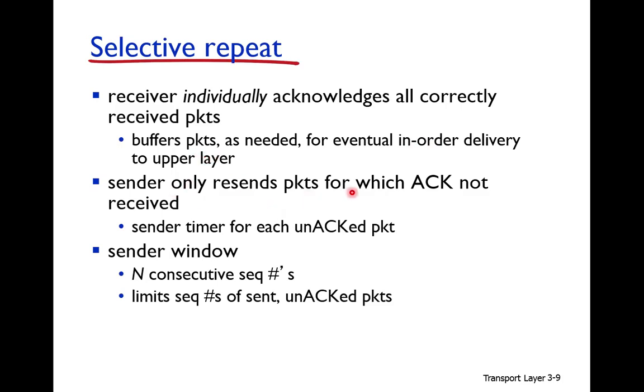The sender only resends the packet for which the acknowledgement is not received, that is, the packet whose timer has expired. So the sender keeps a timer for each unacknowledged packet. There is also a sender window size: the sender can send up to N consecutive sequence number packets at a time, which limits the sequence numbers of sent unacknowledged packets. So both Go-Back-N and Selective Repeat have window size N, meaning N packets can be sent at a time.